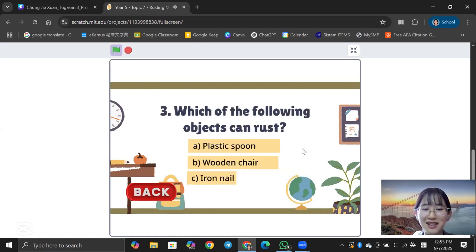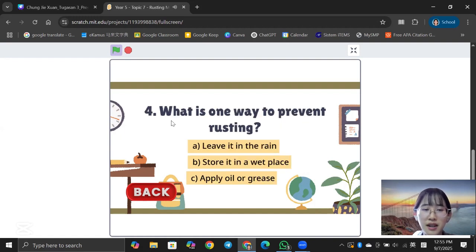So for the third question, which of the following objects can rust? This one is the third subtopic, which is make a generalization that iron or steel will rust. So this one is plastic, this one is wooden, and this one is iron. Definitely C. For the fourth question, what is the way to prevent rusting? This one is the last subtopic that I just now explained. So definitely C, apply oil or grease.